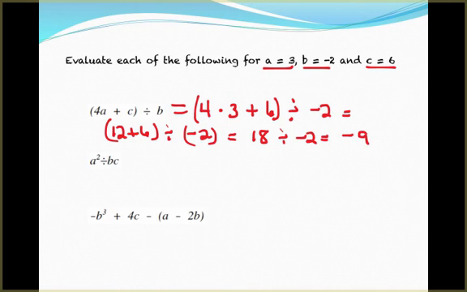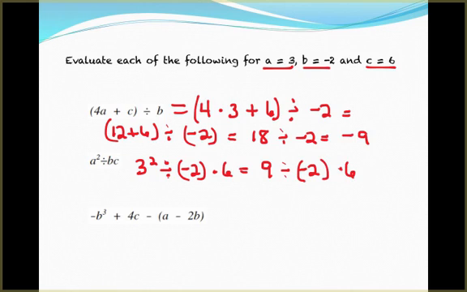In our next problem, we're going to do a squared divided by b, times c. So a squared would be 3 squared, divided by b, which is -2, times c, which is 6. Using order of operations, we do our exponents first. 3 squared is 9, divided by -2 times 6. Now we do the division because it's the next operation. We have division and multiplication, but left to right, the division is first. So 9 divided by -2 would be -4.5, which we don't really like to work with decimals, so we're going to leave that as a fraction.